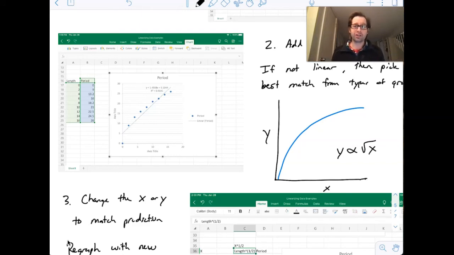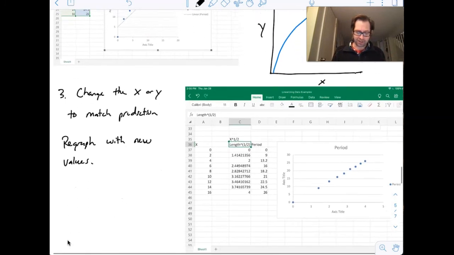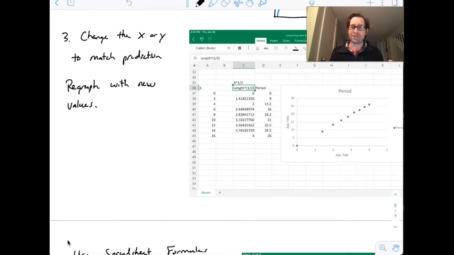I'm going to then linearize this by adjusting my x values, because I'm predicting my x values are a square root. So what I'm going to do is I'm actually going to change my x values in my spreadsheet and regraph them. All right, so what I'm doing here, because I think it might be a square root relationship, I am telling the spreadsheet to take whatever values it has in x and actually take the square root of them, and then I'm going to regraph that with my old y values, okay?